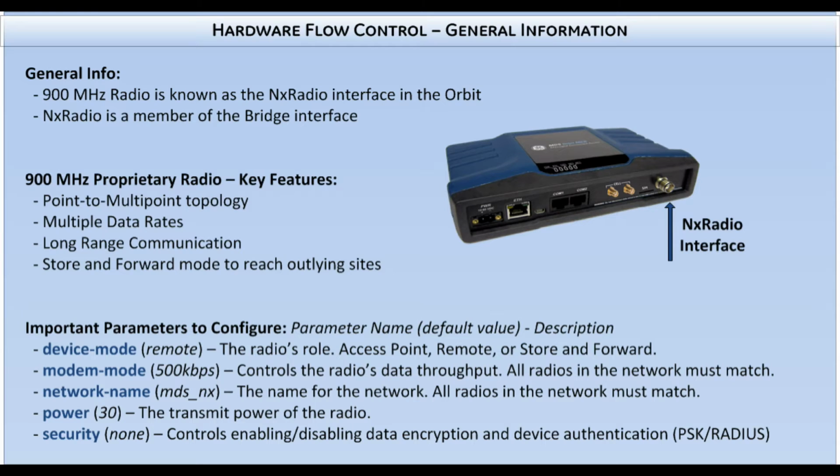The important parameters to configure for this interface are device mode, modem mode, network name, power, and security. The modem mode must match on all of your units, or the radios may be put into auto mode. Auto mode forces the remote to scan through all modem modes and sync up to the access point's modem configuration. Changing the network name from the default is also highly recommended. This should be a unique phrase that will not accidentally match with nearby networks.